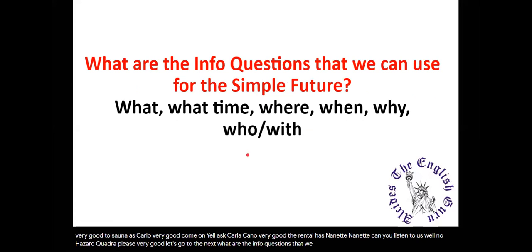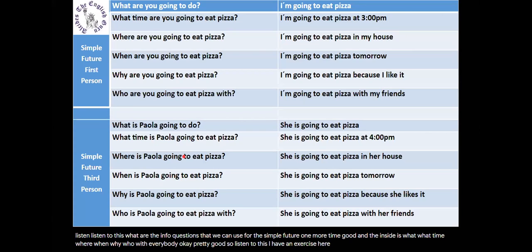Let's go to the next. What are the info questions that we can use for the simple future, everybody? And the answer is: what time, where, when, why, who, with. Okay, very good. So, listen to this. I have an exercise here. Look at the exercise. I'm going to say something and then you're going to repeat, okay?